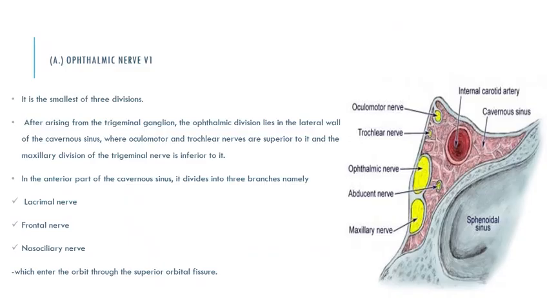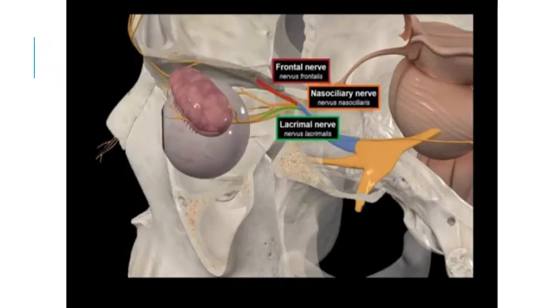Now the ophthalmic nerve. It is the smallest of the three divisions. After arising from the ganglion, the ophthalmic division lies in the lateral wall of the cavernous sinus, where the oculomotor and trochlear nerves are present superior to it, the abducens nerve is medial to it, and the maxillary nerve is inferior to it. In the anterior part of the cavernous sinus, it divides into three branches, namely the lacrimal nerve, frontal nerve, and nasociliary nerve, which enter the orbit through the superior orbital fissure. Here we can see the branches of the ophthalmic: frontal nerve, nasociliary nerve, and lacrimal nerve.